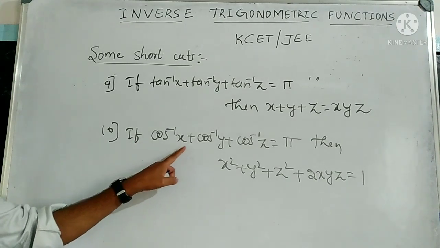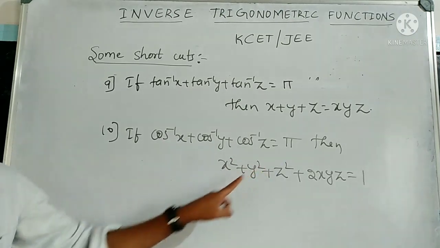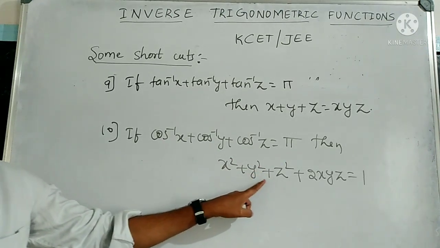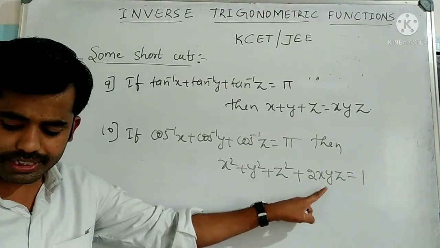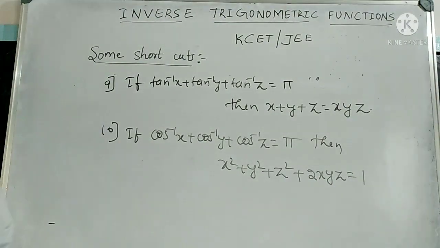If cos inverse x plus cos inverse y plus cos inverse z is equal to pi, then we can write it as x square plus y square plus z square plus 2xyz is equal to 1. Okay, now let me move on to the next one.